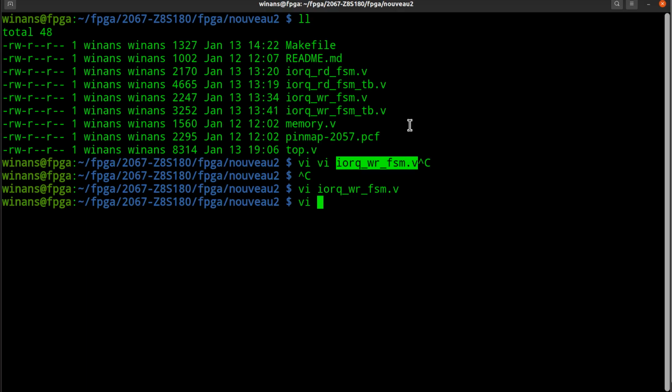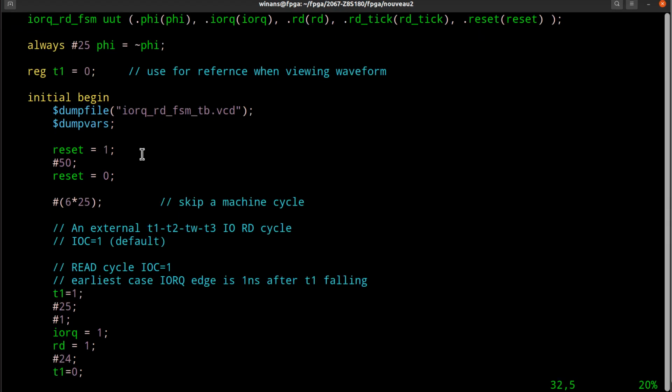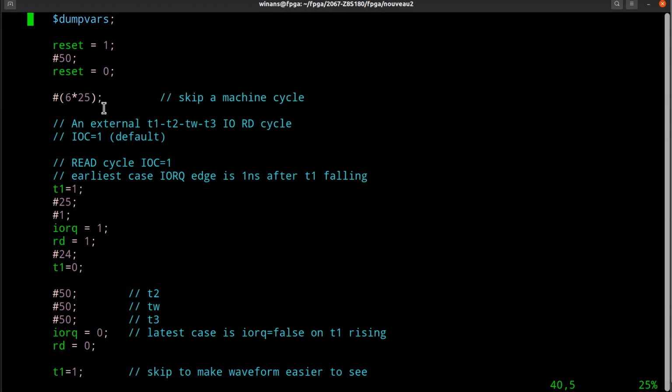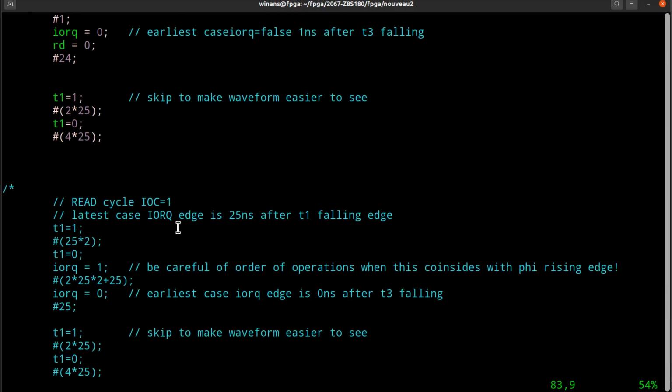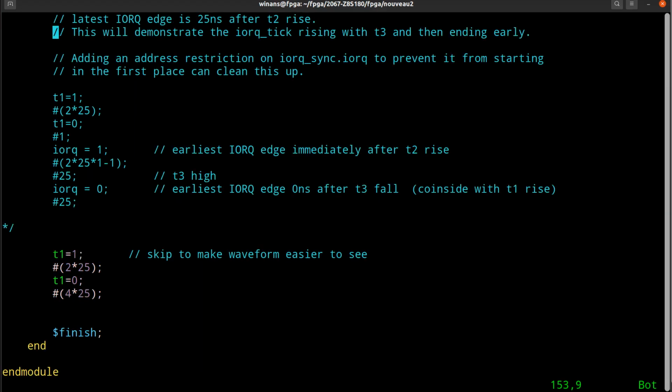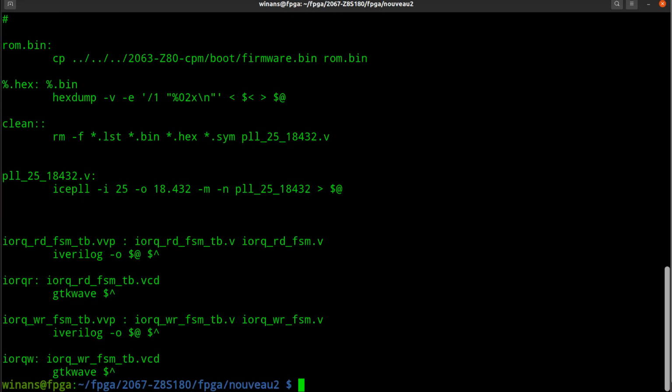I have a test case. I don't think we need to look too much at this other than to note that I have one, and I've got some delays in here. I reset it, I wait a while, and I play around with some various signals in here. I'll leave that as a task for the viewer. I don't want to waste your time looking at it, because when we run it, we'll see it in the waveform diagram anyway, and you'll see what it's supposed to do if I compile it.